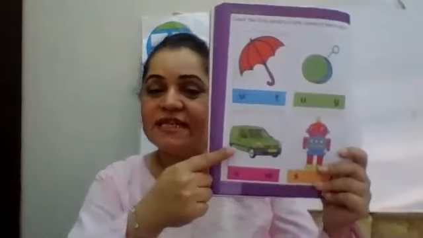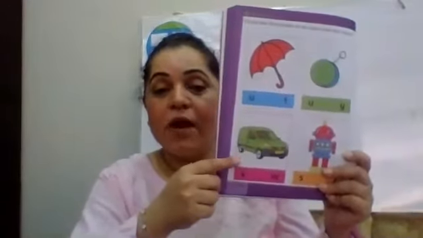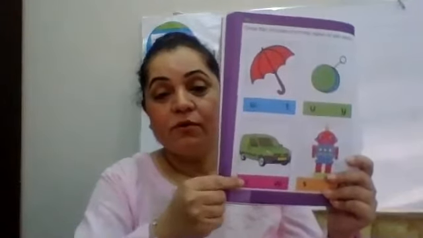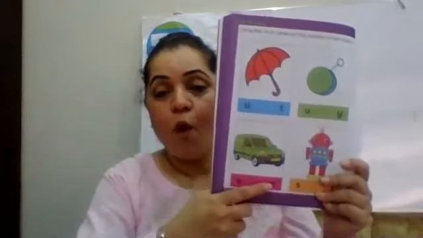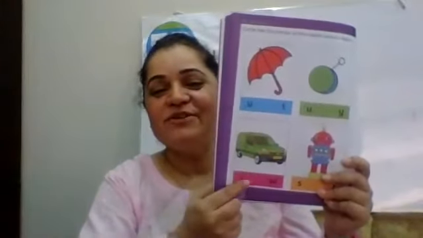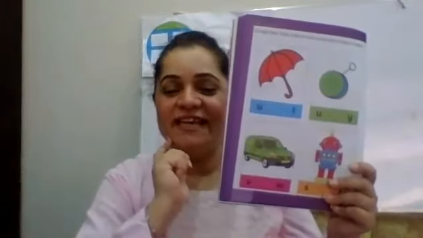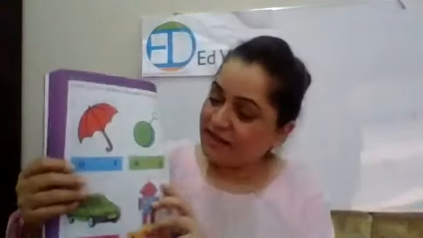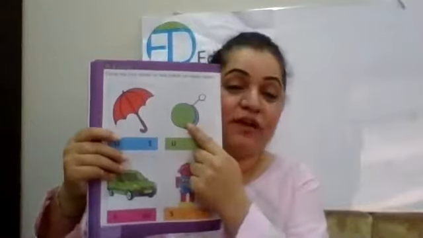Now look at this. What is this? Watch. What? When? Okay, that's great. So you're going to circle W. That's great. Okay, we have yo-yo over here.